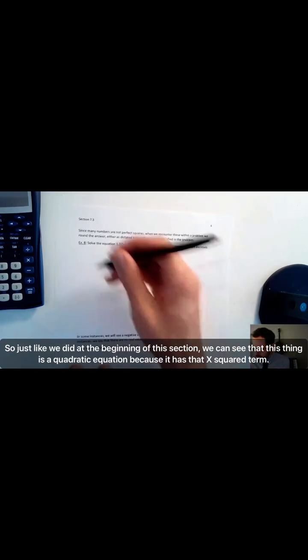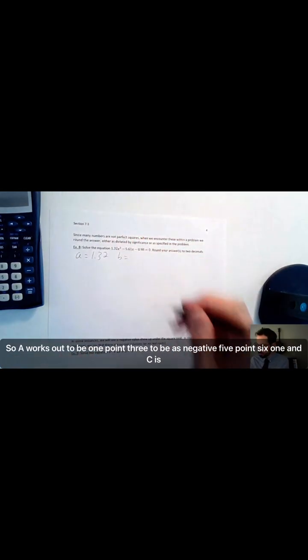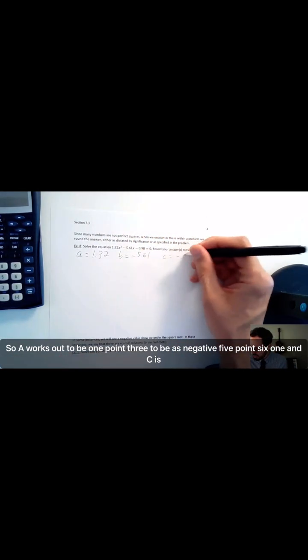So just like we did at the beginning of the section, we can see that this thing's a quadratic equation because it has that x squared term. So we can go ahead and identify each of these values of a, b, and c here. So a works out to be 1.32, b is negative 5.61, and c is negative 0.98.